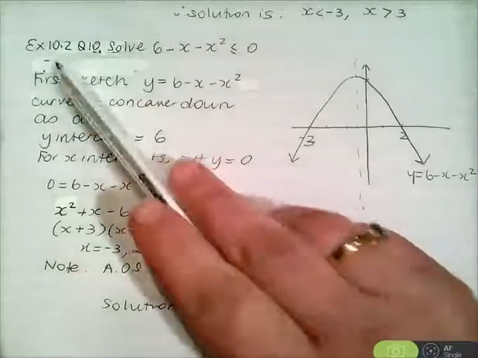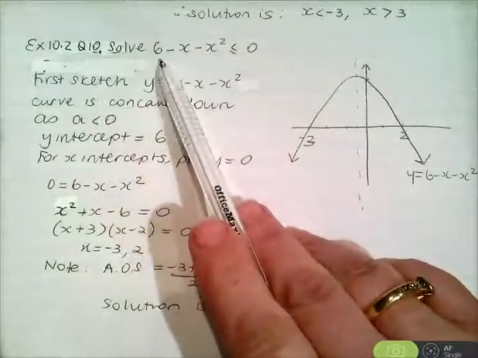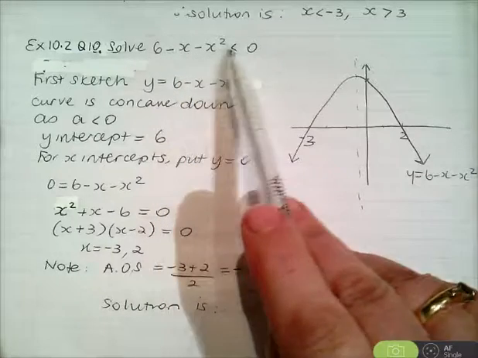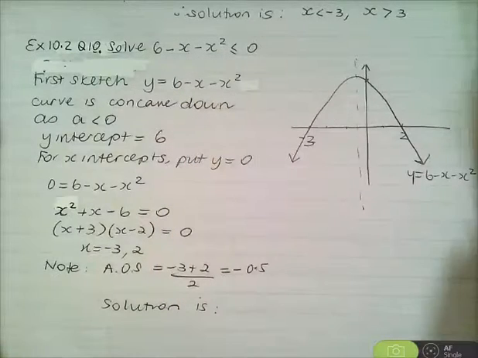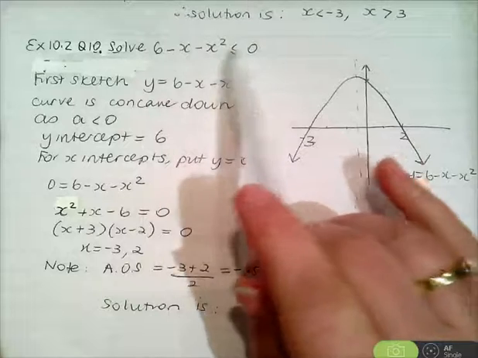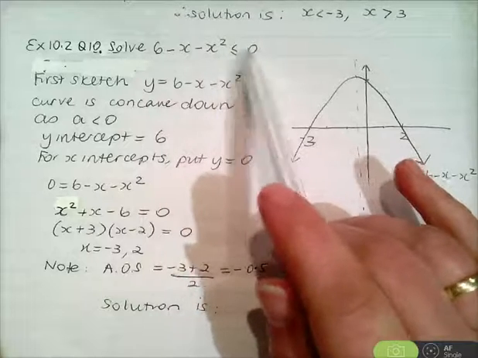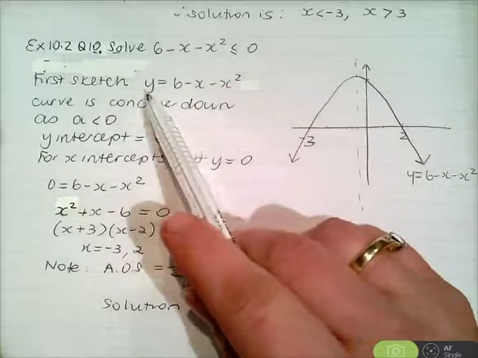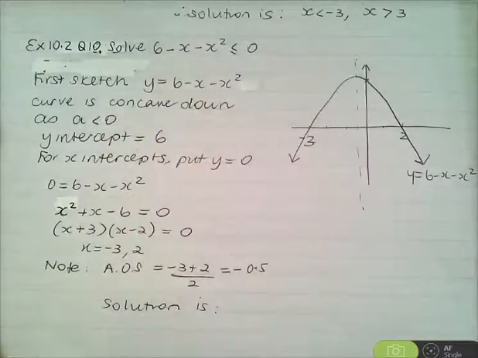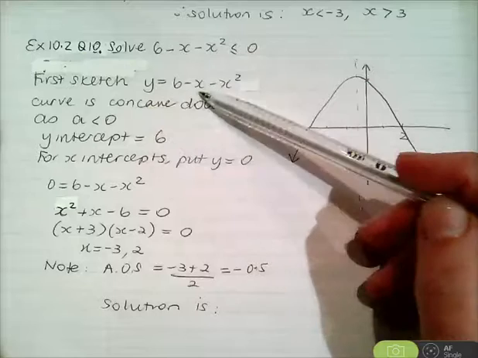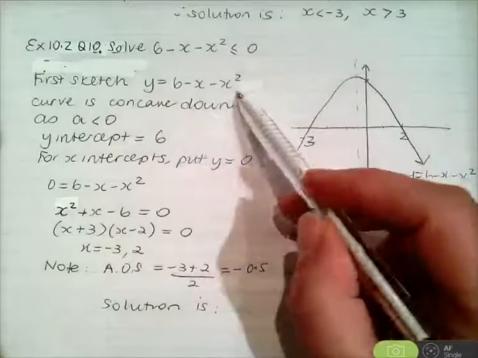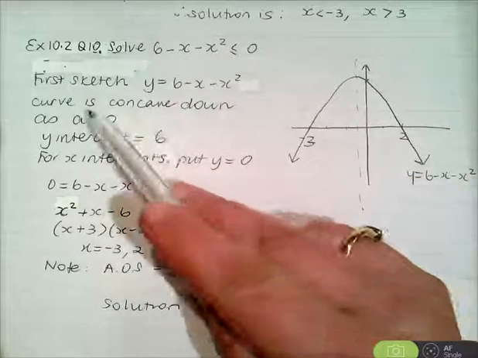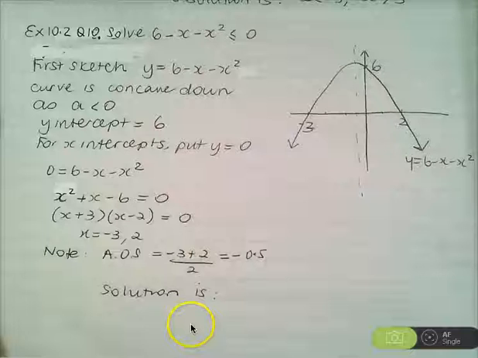Now, exercise 10.2, question 10. Solve 6 minus x squared is less than or equal to 0. Okay, now to solve this, we need to put this equal to 0 and solve first, and then we'll see where the curve is on or below the x-axis. But first we need to sketch y equals 6 minus x squared. Now, just looking at this, we need to look at the coefficient of the x squared term, and it's -1. So the curve is concave down.